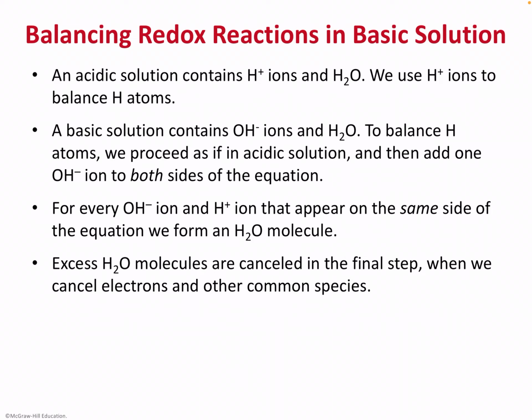We perform reactions in basic solutions too. So what do we do when we balance a redox reaction in a basic solution? An acidic solution contains H plus ions and water. We use H plus ions to balance hydrogen atoms. Remember, we use H plus. But in a basic solution, we have hydroxide ions and water. To balance hydrogen atoms, we proceed as if in acidic solution, and then add one hydroxide ion to both sides of the equation.